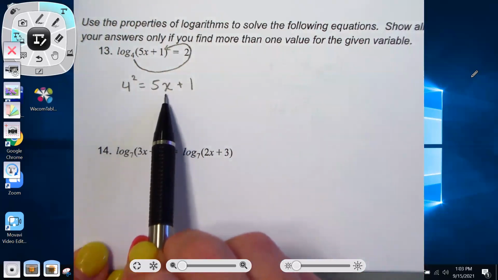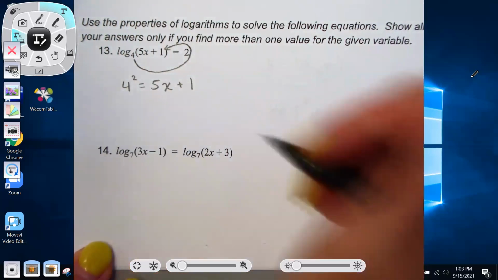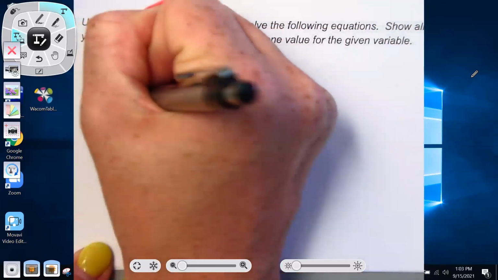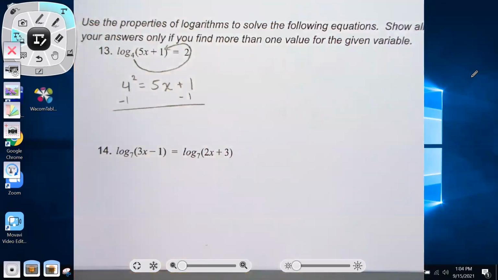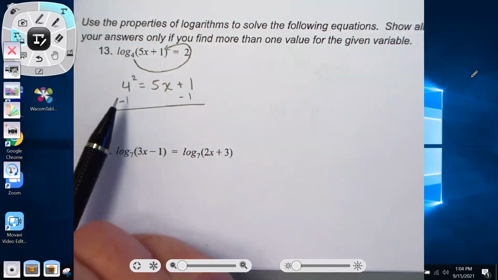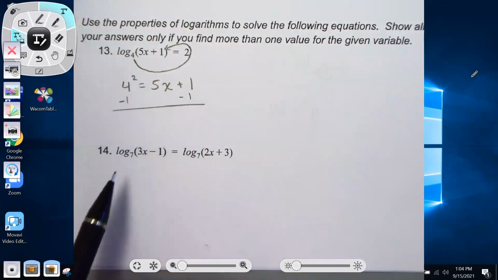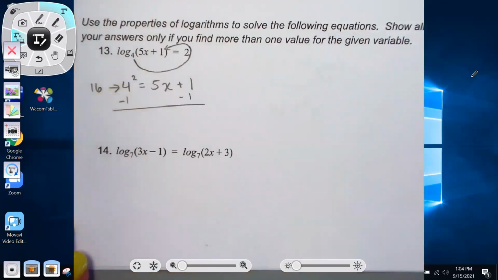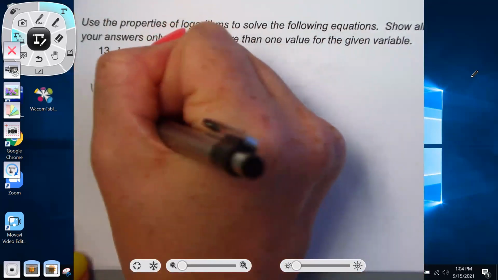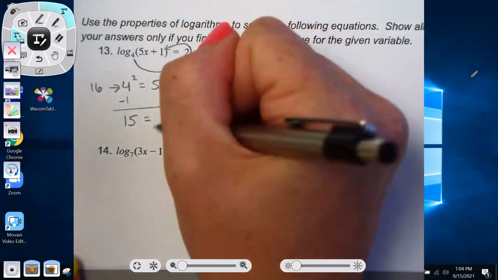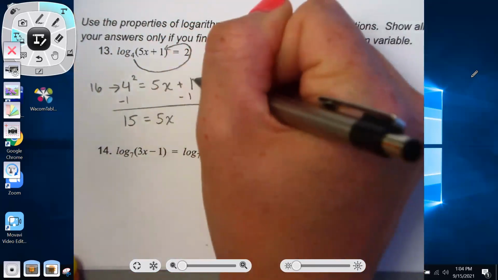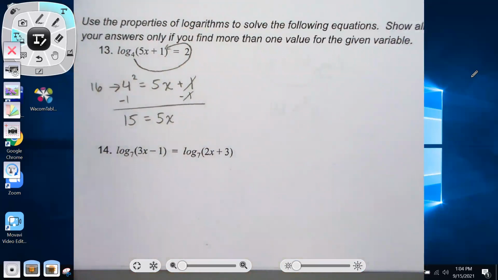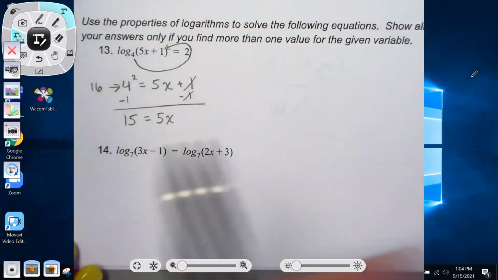From this point, we just need to solve for x. So getting x by itself, we subtract 1 from both sides. Be careful here. A common mistake that I've seen is students will say 4 squared minus 1 is 3 squared. That's not true. Okay, 4 squared is actually 16, and 16 minus 1 is 15. So we get 15 equals 5x.